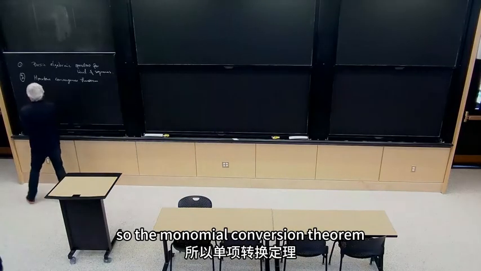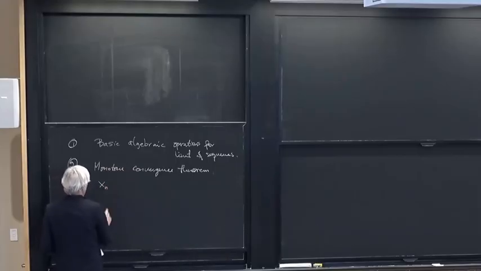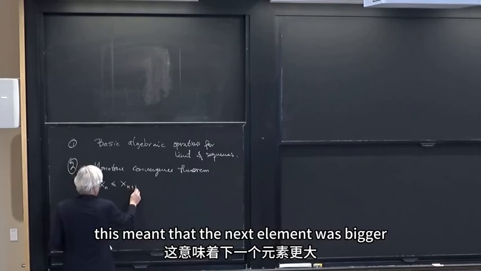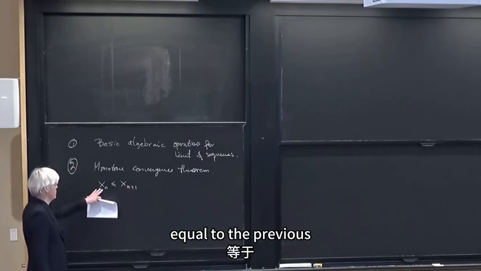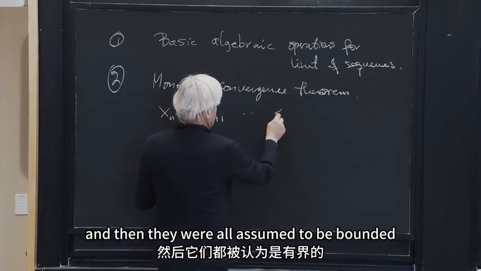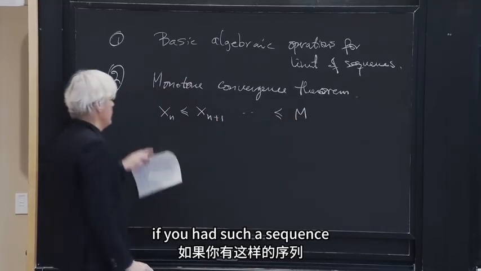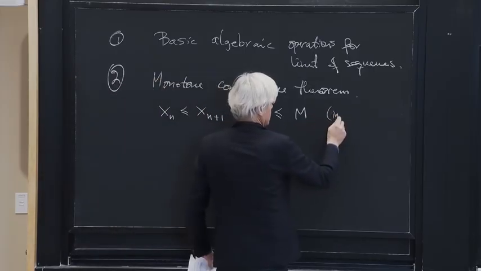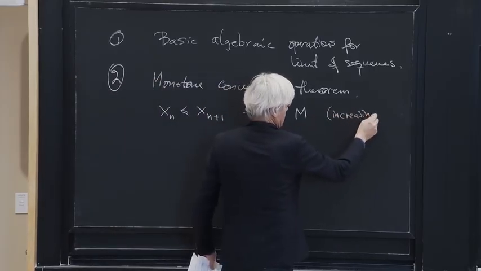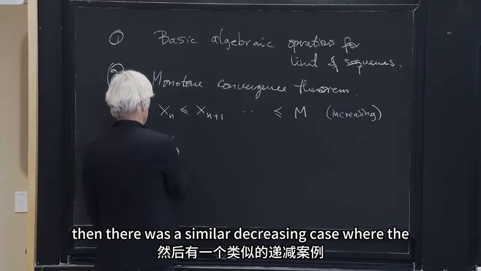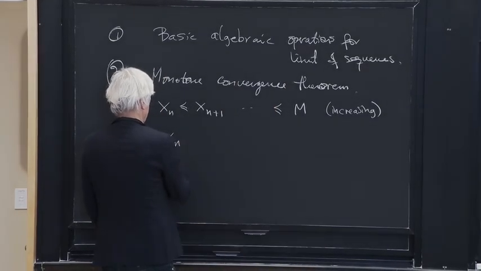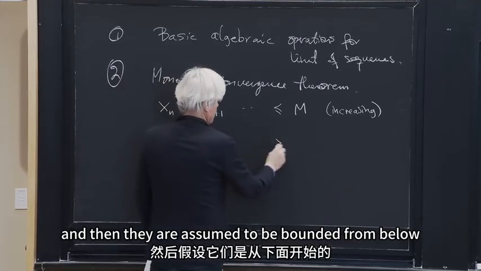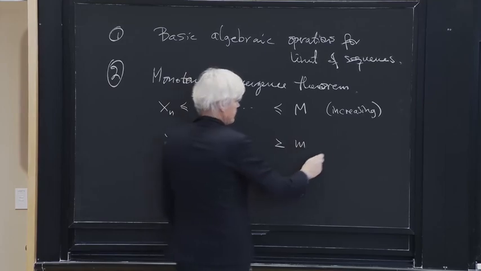So the monotone convergence theorem was that you had a sequence that was increasing, or it could be decreasing. So either it was increasing. This meant that the next element was bigger or equal to the previous, and then they were all assumed to be bounded. This was the increasing case. Then there was a similar decreasing case where the previous is bigger or equal to the next one, and then they are assumed to be bounded from below. So this was decreasing.